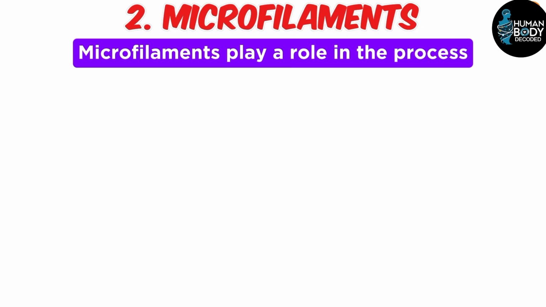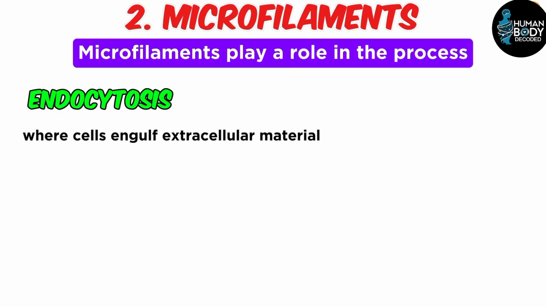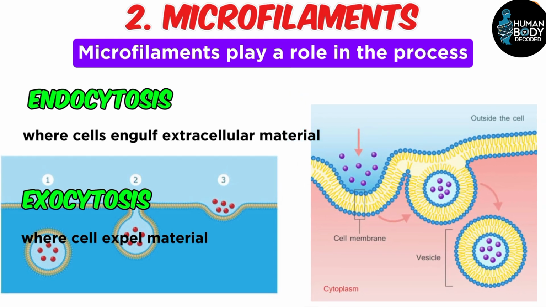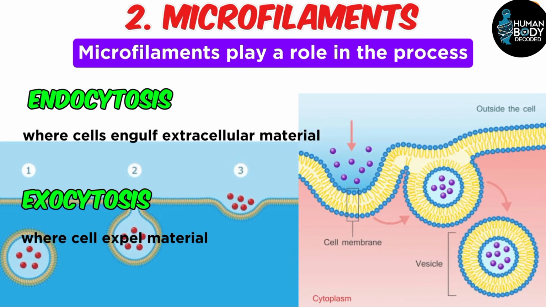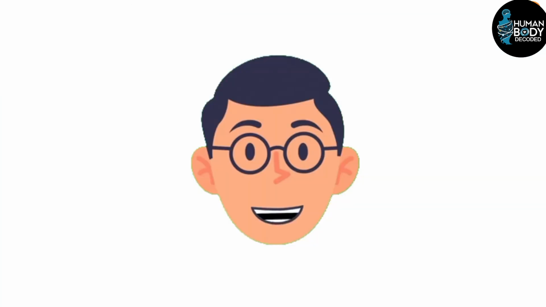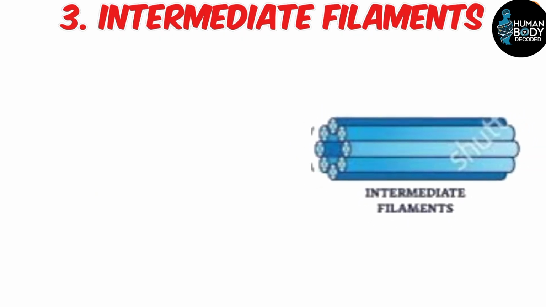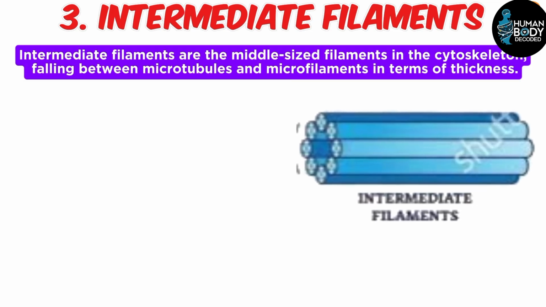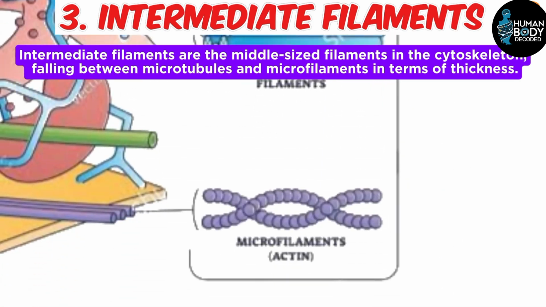In addition, microfilaments play a role in the process of endocytosis, where cells engulf extracellular material, and exocytosis, where cells expel material. Both processes require the cell to change shape, and microfilaments are essential in facilitating this movement. Now let's shift our focus to intermediate filaments, the third major component of the cytoskeleton. Intermediate filaments are the middle-sized filaments in the cytoskeleton, falling between microtubules and microfilaments in terms of thickness.